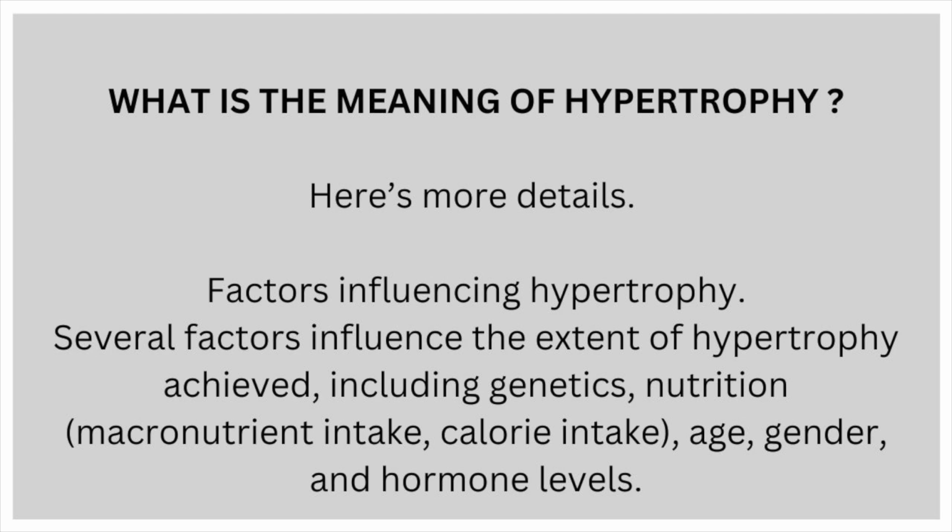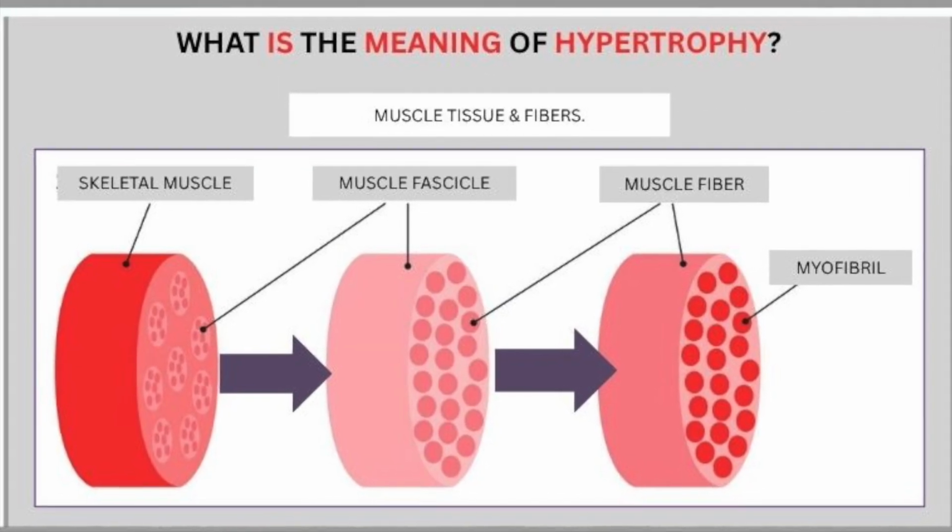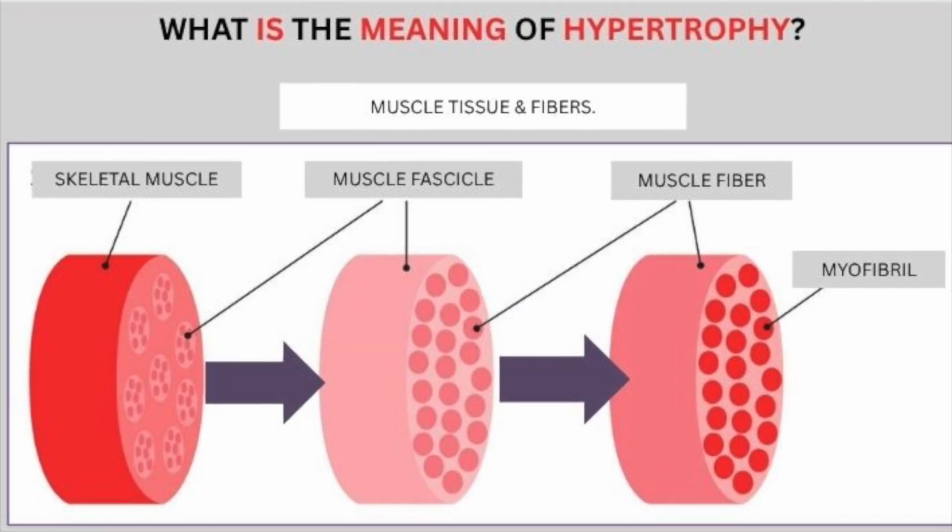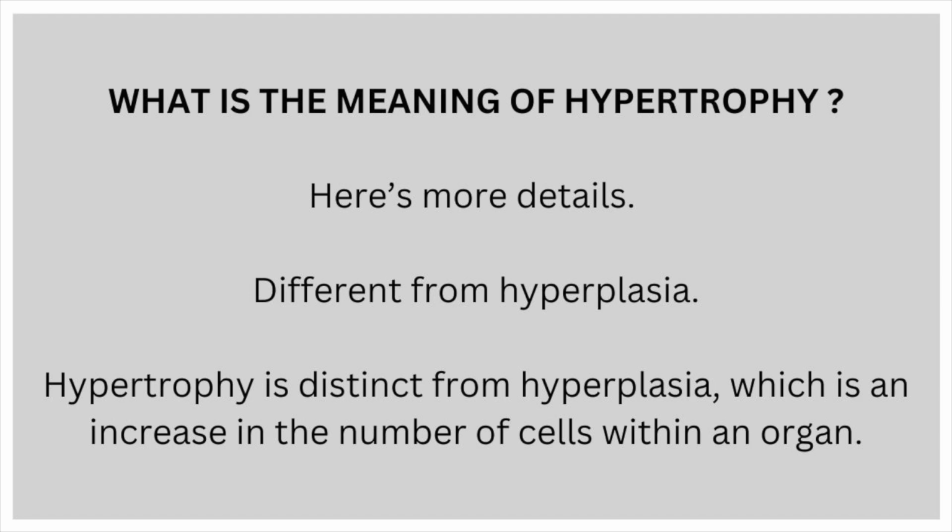Factors influencing this training method. There are several factors which will influence the extent of the hypertrophy you can achieve, including genetics, nutrition, macronutrients and calorie intake, age, gender and hormone level. Hypertrophy is different and distinct from hyperplasia, which is an increase in the number of cells within an organ.